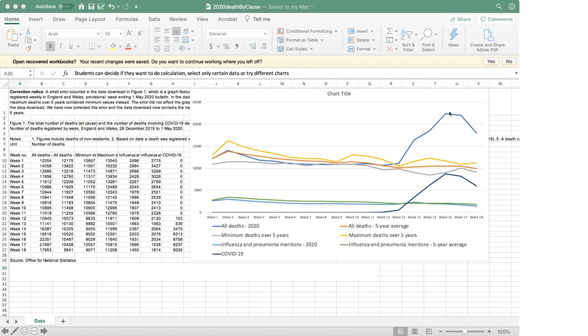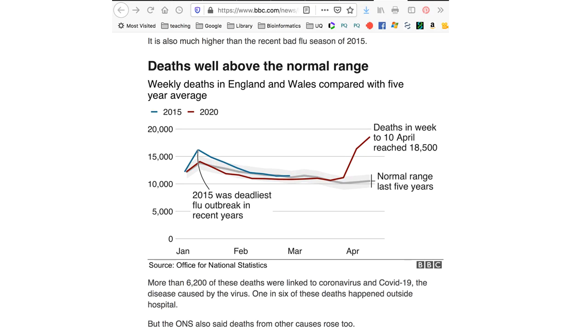But obviously, plotting all the data like this on a line graph isn't very clear and it doesn't tell a story. So the students can discuss if they want to do calculations, such as percentages, if they want to select only certain data, or try different charts. For example, this is a story they can tell from a BBC article. Obviously, it's better to hold off reading articles until they've done the graphs themselves. But as you can see with the title, deaths well above the normal range, that's their message. And the way they're showing it is with that 2015 peak here and the current peak up here.